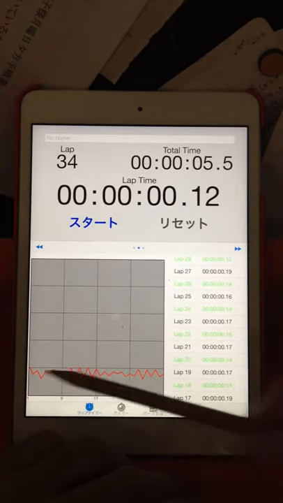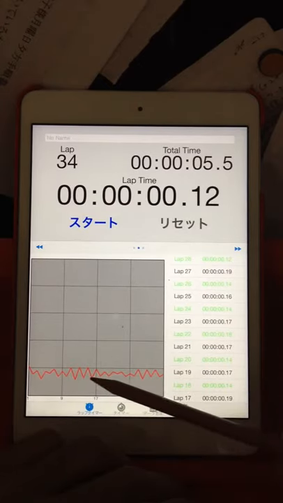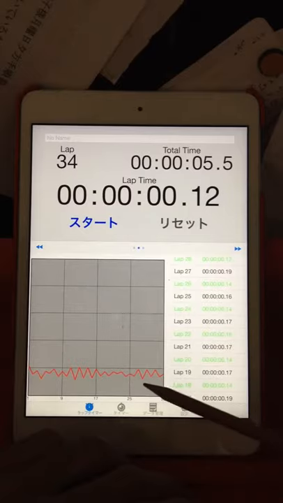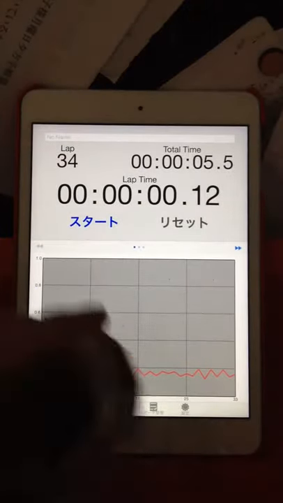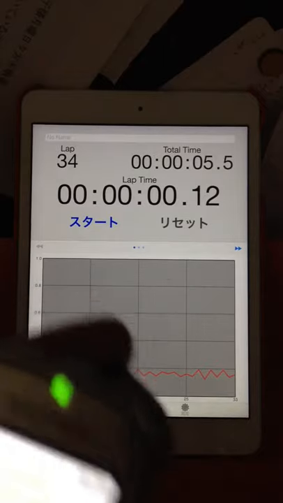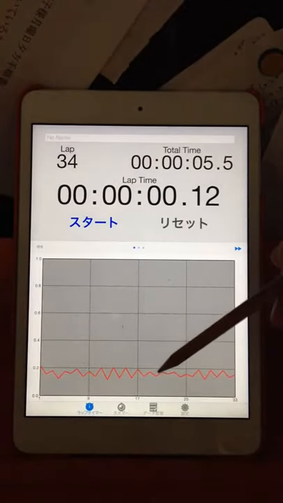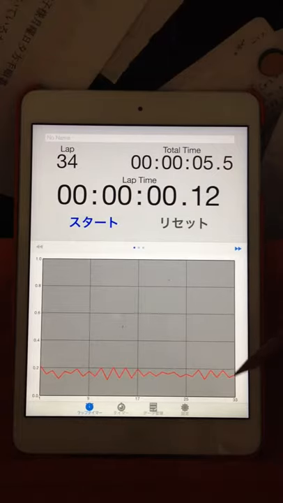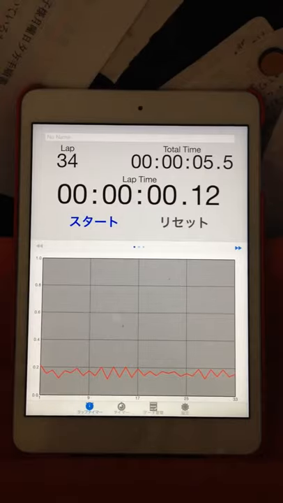So globally, irregular, strong, weak, strong bounce. So let's listen. 1, 2, 3, 4. So I'm going to press piano.